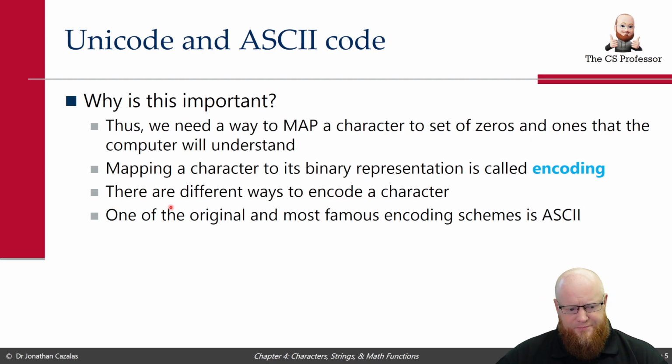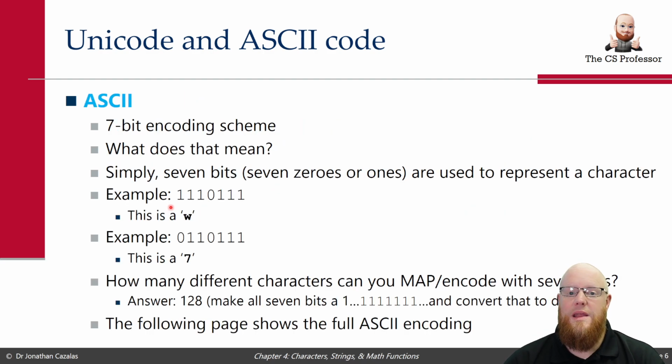And it turns out there's different ways of making these encodings, these different types of coding schemes. The most famous and one of the original ones is called ASCII. What is ASCII? ASCII is a 7-bit encoding scheme. And what does that mean? That means that 7 bits are used to represent a single character. Example we have here, 1110111. I had to check that myself in code to confirm, but that is a W.